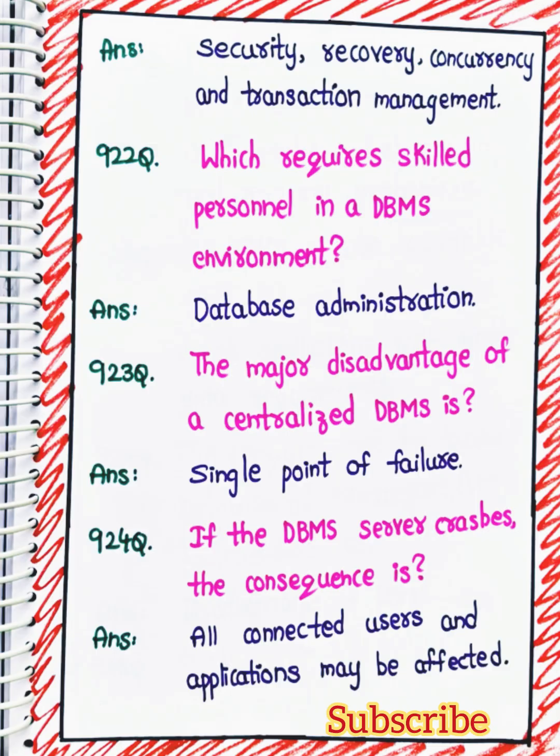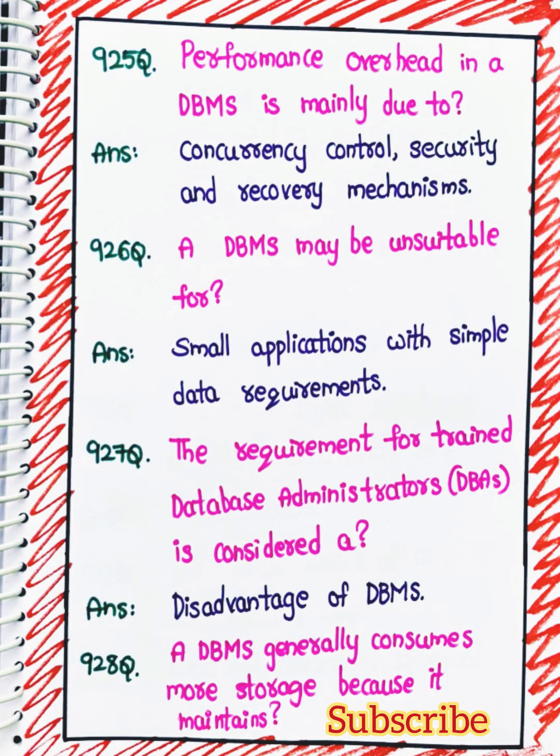If the DBMS server crashes, the consequence is all connected users and applications may be affected. Performance overhead in a DBMS is mainly due to concurrency control, security, and recovery mechanisms. A DBMS may be unsuitable for small applications with simple data requirements.